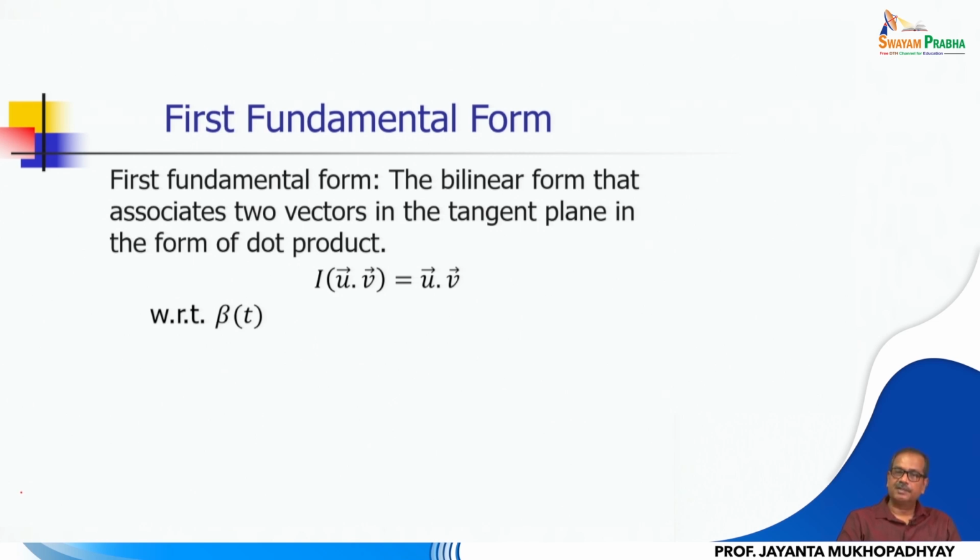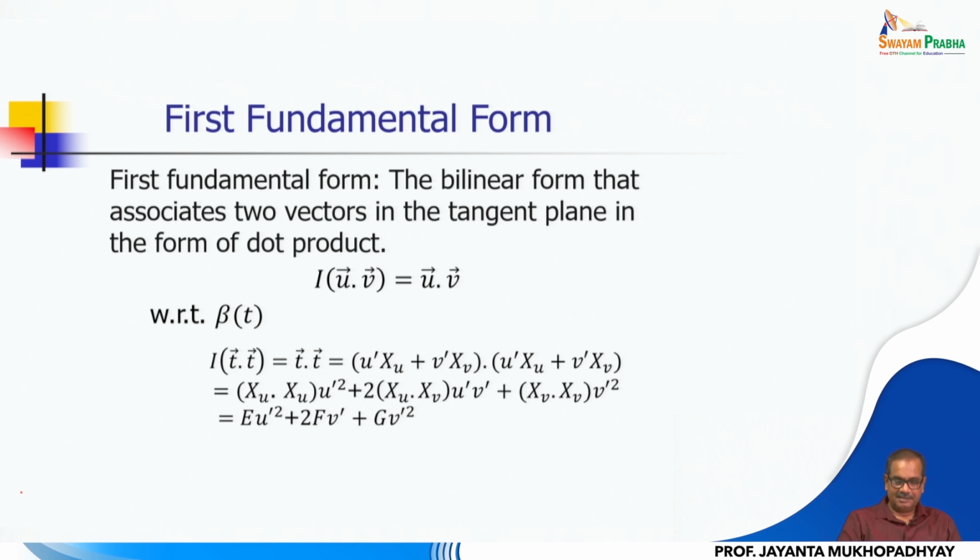So with respect to a curve beta(t), we can define this first fundamental form. As I was mentioning, I am interested in the tangents, and how this quantity is computed. As you can see, this is the tangential vector, and if I take the dot product of these two tangential vectors, then after the algebraic manipulation, we can express them in this form. These are the partial derivatives with respect to u and v.